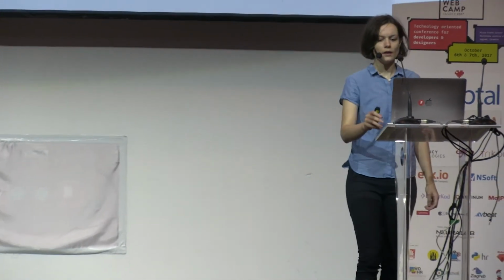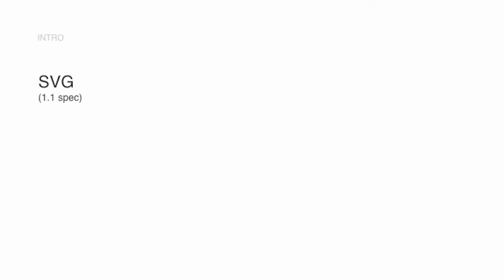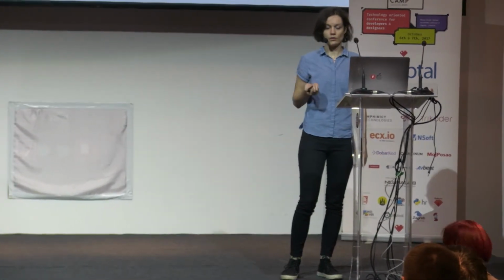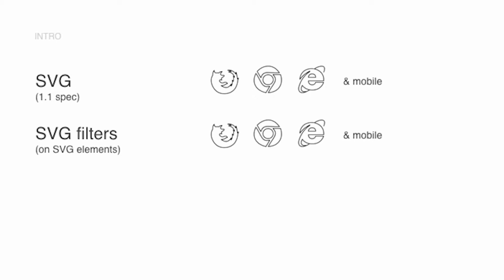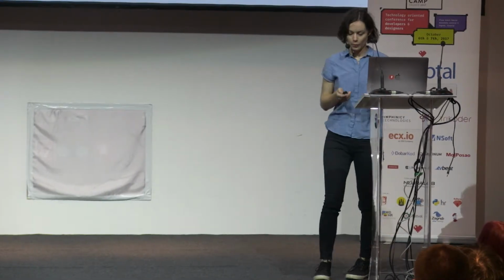Now, let's go through some of the questions or concerns that developers have when using SVG on the web. They're usually concerned with it not behaving nicely across browsers. Now, the SVG basic features are all supported across browsers, including mobile. And also some of the more advanced features like SVG filters are completely supported across browsers. Now, the problem does occur when developers are trying to use SVG without the SVG ecosystem, like trying to use SVG filters on HTML elements. You do get buggy behavior across browsers, but that doesn't mean that we shouldn't look into what we can do within SVG to make some things happen.